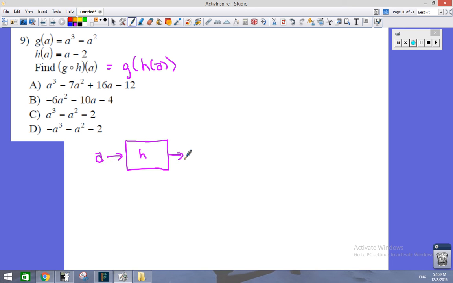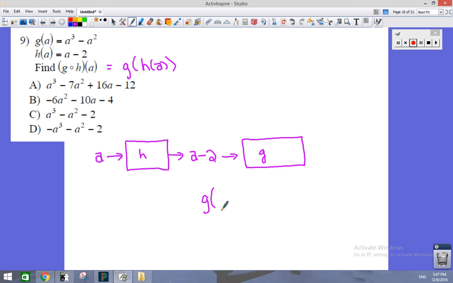And the output of H, well, it tells me here in this equation that when you give H an input of A, the output is A minus 2. H always subtracts 2 from whatever you give it. Well, now we're going to take this A minus 2 and we're going to feed it into G. Well, what does G do with any input? G creates a subtraction problem.